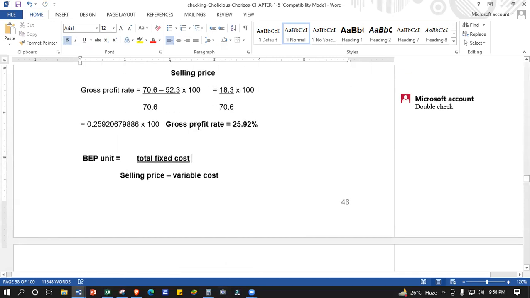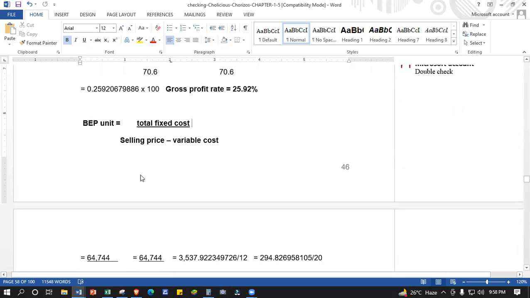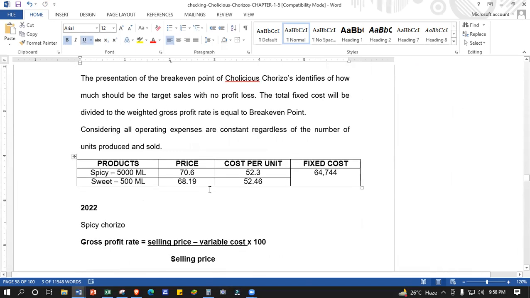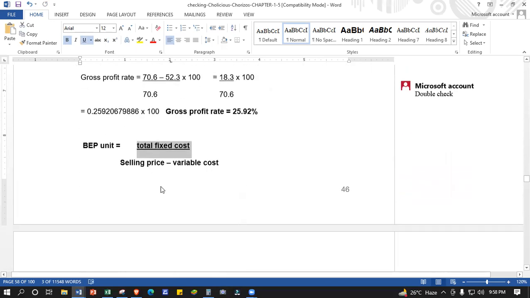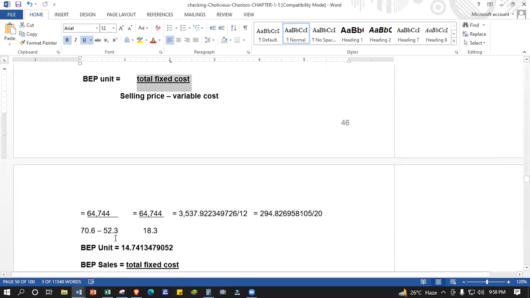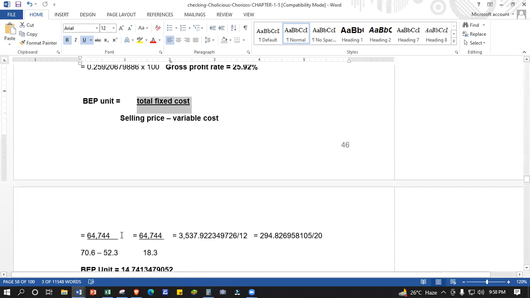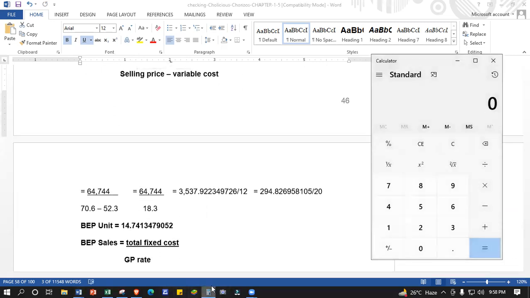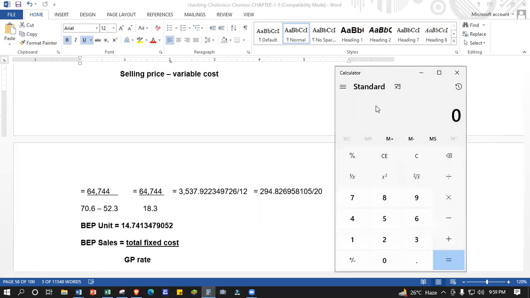So, since na tayo gross profit rate or contribution margin ratio, total fixed cost, nakabutang naman siya dire, naka-indicate na. This is only for year 1, I guess. Year 1, yeah, year 1. So, fixed cost, ayun na. So, natay duha, ginatawag na break-even point in units and break-even point in sales. So, the break-even point per unit is since ang contribution margin man is 18, so 64.74 divided by 18.3. So, that's 3537.9.